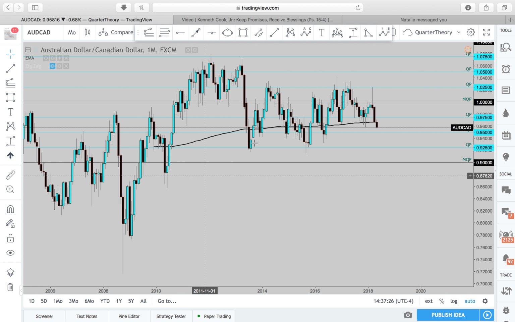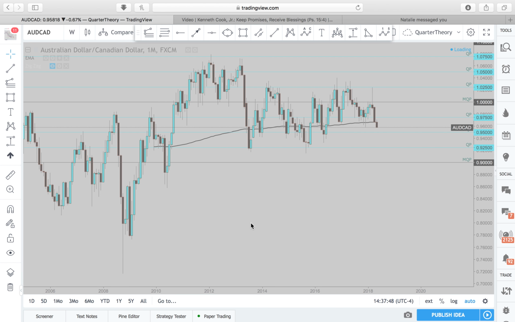So looking at this Australian dollar monthly chart, this is the ninth, so beginning of the month, we are below the 200 EMA, still going bearish. So for the rest of the month, I do predict that this pair will be falling down at least to the quarter point of 9,500.